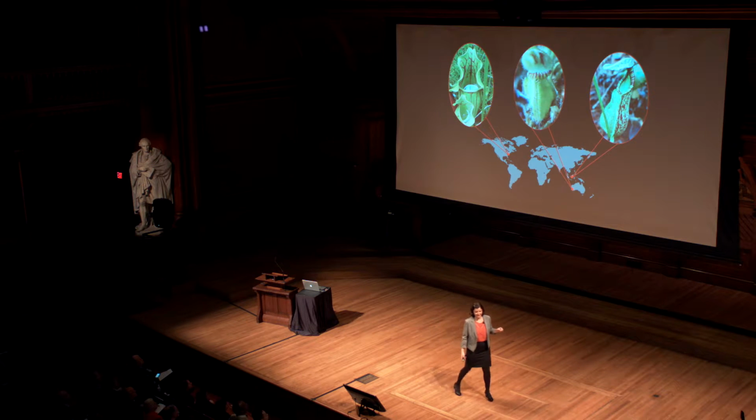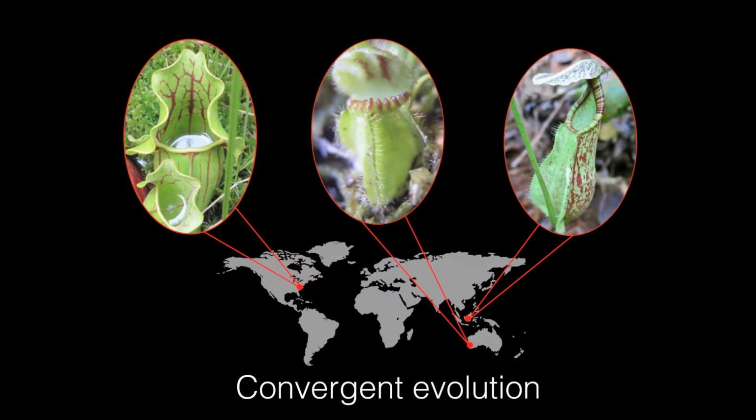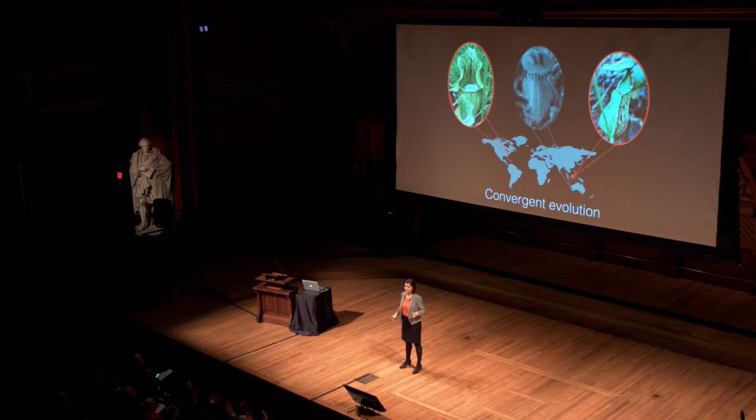One of the qualities of pitcher plants that makes them ideal for looking for patterns is that they have evolved separately in different parts of the world. Three unrelated plant lineages have independently evolved these cup-shaped leaves that trap and digest insects. This is called convergent evolution. I studied two of the three types of pitcher plants, one in Southeast Asia and the other in North America.